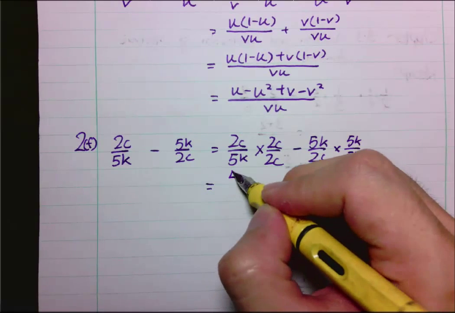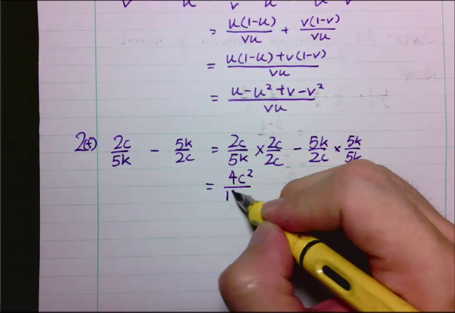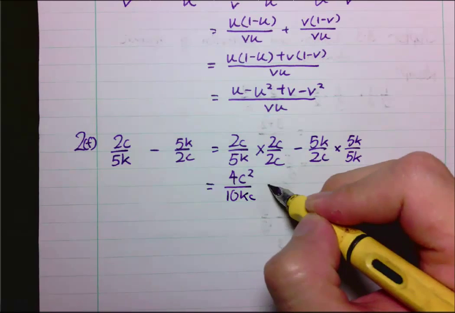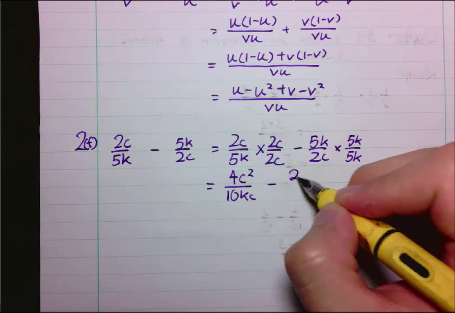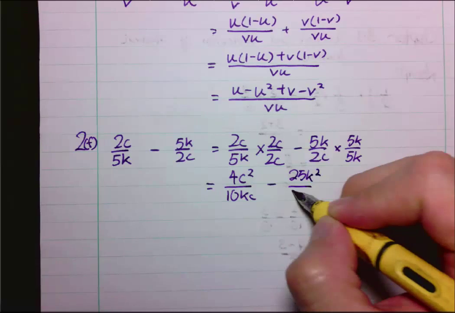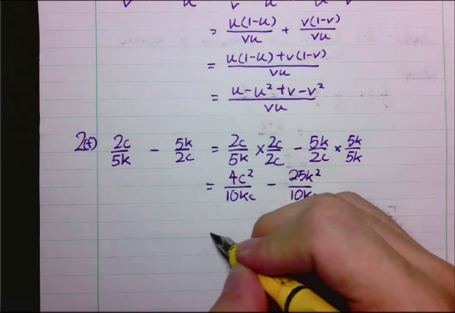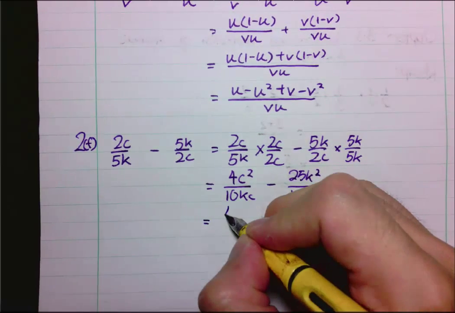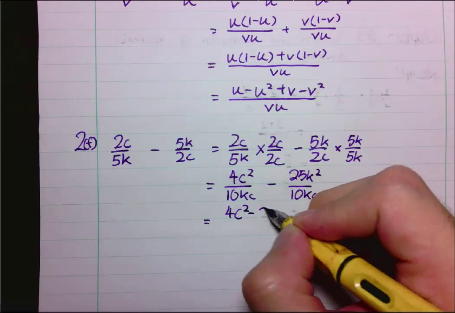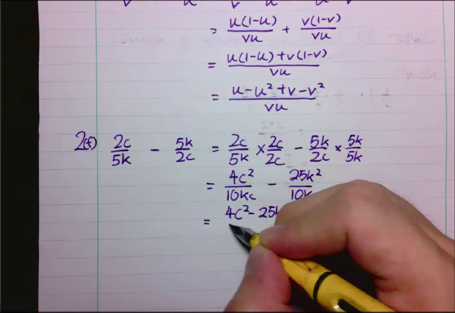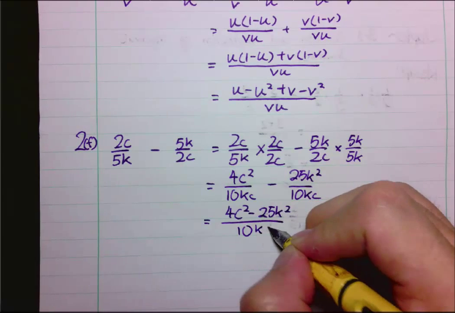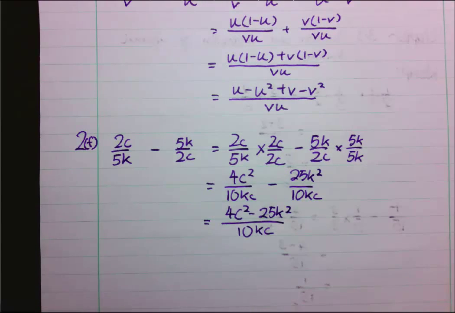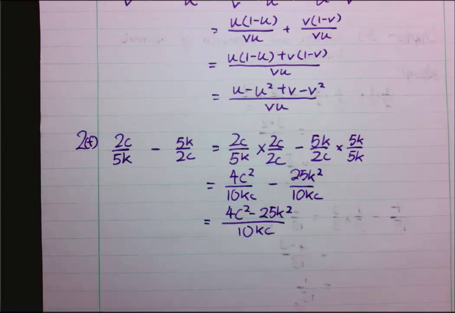2c times 2c gives me 4c squared over 10kc, minus 5k times 5k is 25k squared over 10kc. So if you simplify everything, you get 4c squared minus 25k squared over 10kc. And we are done with question 2f. Now I move on to the next example, which is example 3f.